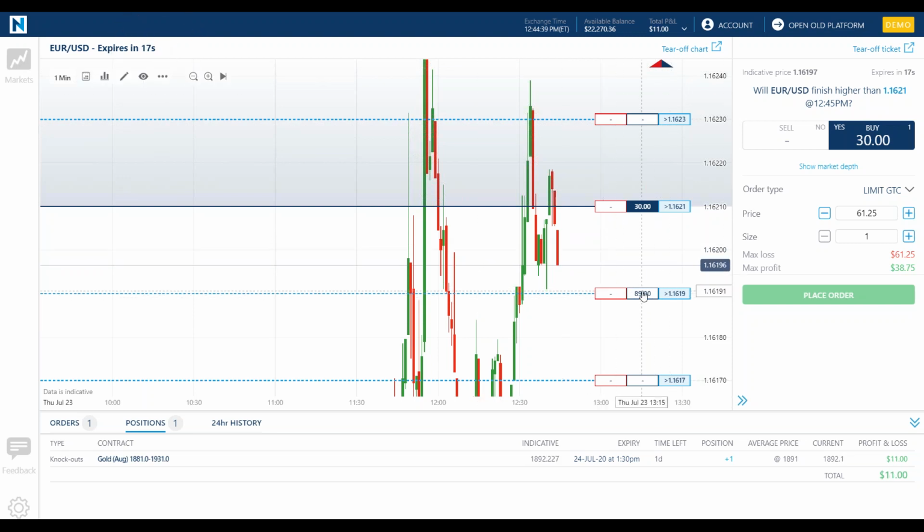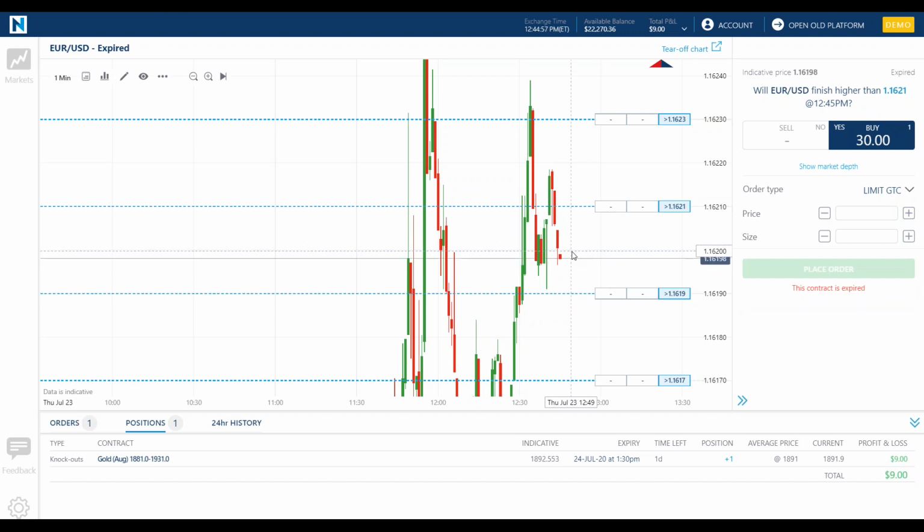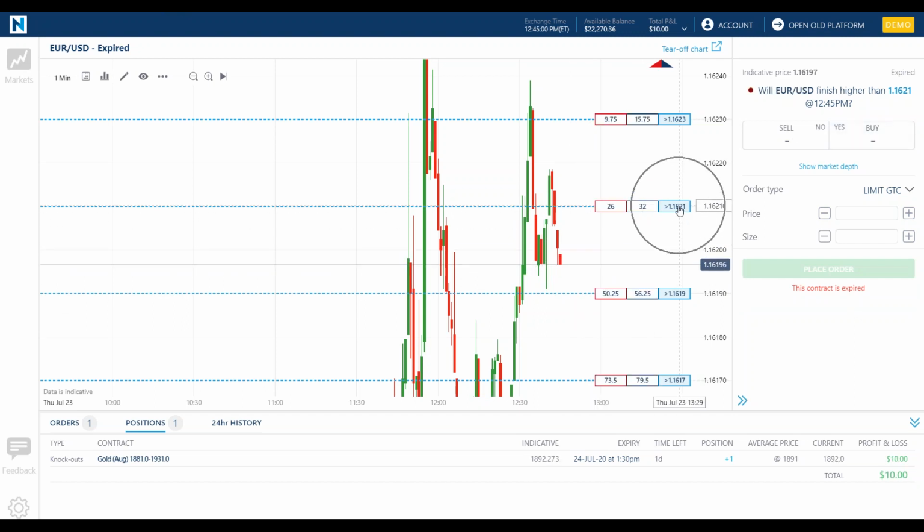Now we're going to watch. This one will either go to 0 or 100. We've got to see what's going to happen as the price ticks here. We got 9 seconds to go. And I want to wait and see. 5 seconds, 4 seconds. It looks like we're going to stay right between these, and there it was. This contract expired. This one at 1621, this one did go to 0.